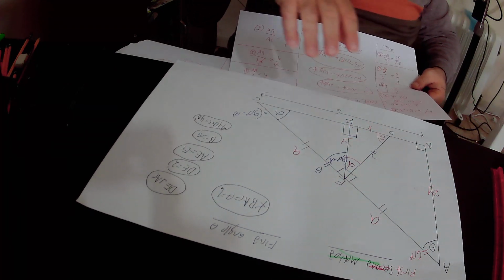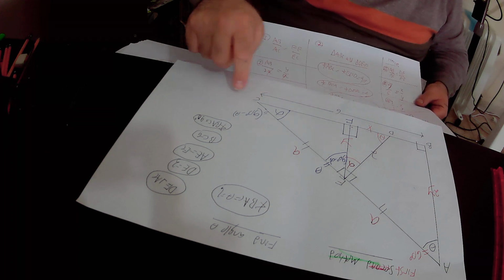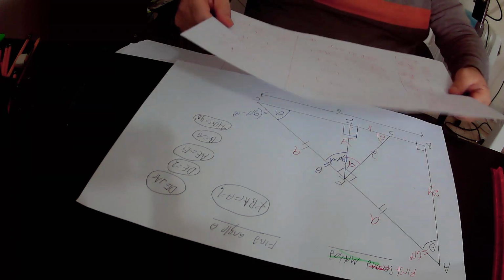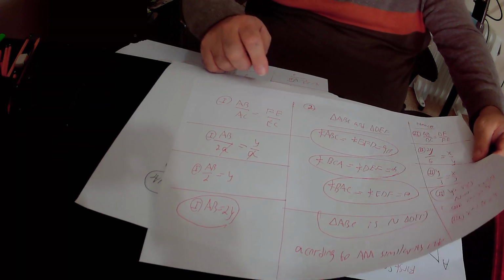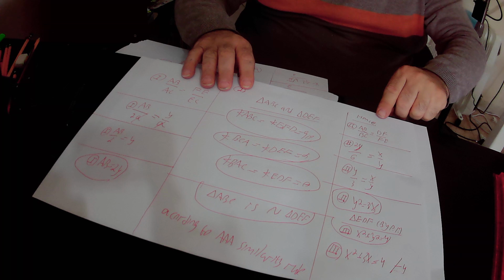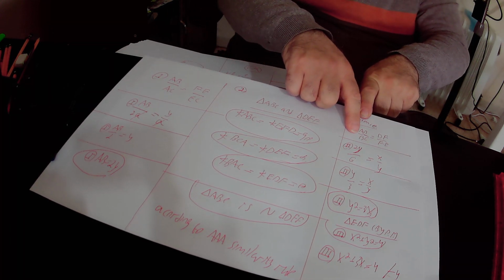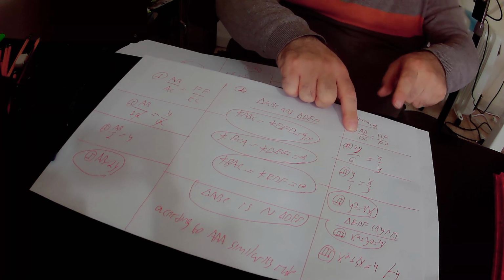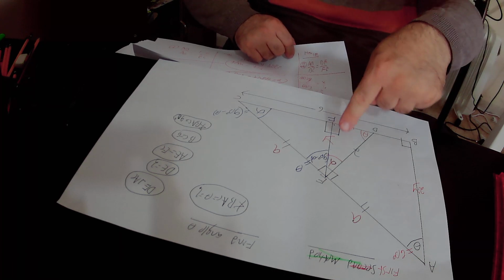From the fact that those two right triangles are similar to each other, we conclude that AB over BC equals DF over EF. Again, AB over BC equals DF over EF.